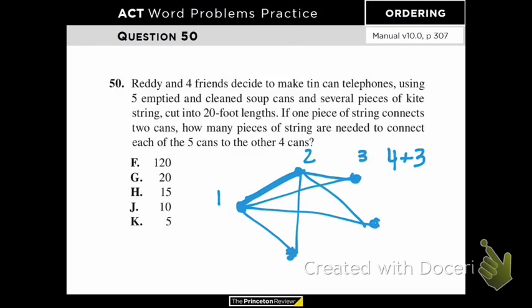Okay, moving on to can 3. Again, it's already connected to 2 of them, so I just need to connect to these 2. So 2 more. And then can 4, the only one that it's not connected to is this last one right here. Can 5 is already connected to all of them. So all I'm doing is adding up all of those connections, which gives me a total of 10.